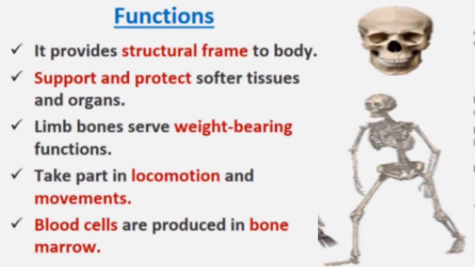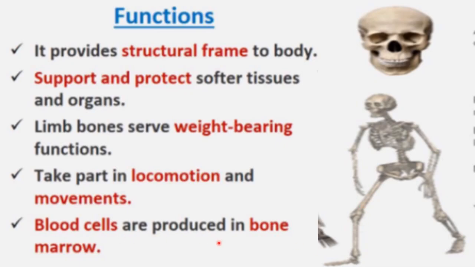Now what are the functions of these bones? It provides a structural frame to our body, right? It supports and protects softer tissues and organs. Limb bones serve weight bearing functions also. Our limb bones, hand and leg bones, serve weight bearing functions. They take part in locomotion and movement. Our limb bones help us in movement and locomotion.